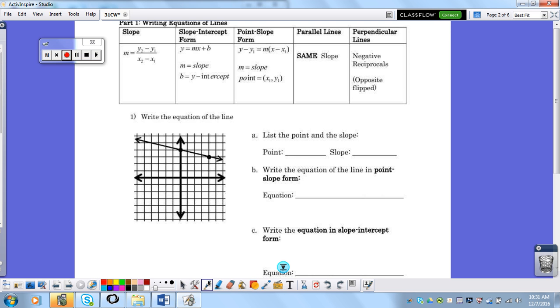Welcome to part 1 of the review. We are going to be talking about writing equations of lines.